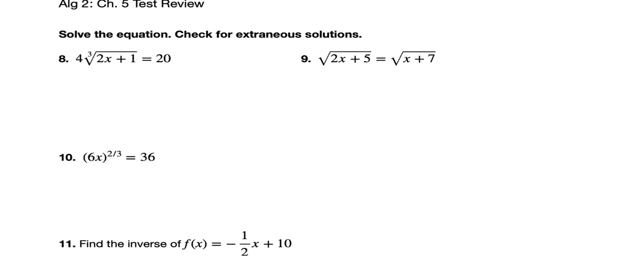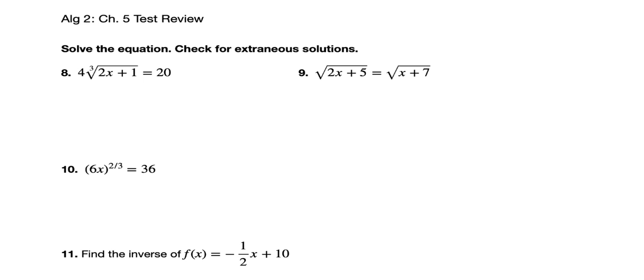On the flip side now, we're solving some equations. Note it says check for extraneous solutions. Basically, it means check your answers, make sure everybody works. First one here, number 8, is a radical equation. So our steps for solving radical equations are get the radical alone. Now, the radical here is the cube root of 2x plus 1.